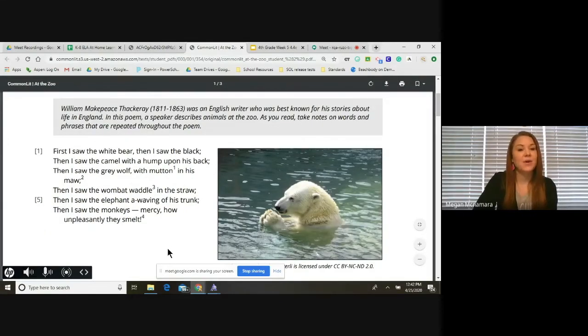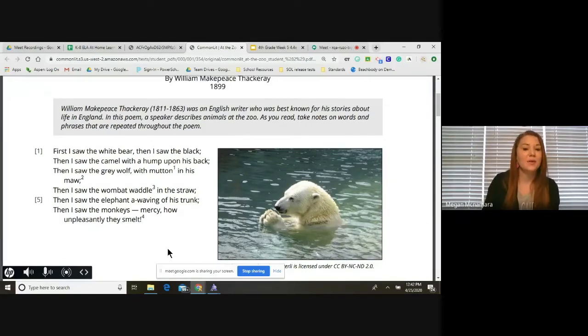First, I saw the white bear. Then I saw the black. Then I saw the camel with a hump upon his back. Then I saw a gray wolf with mutton on his maw. Then I saw a wombat waddle in the straw. Then I saw the elephant waving his trunk. Then I saw the monkeys. Mercy, how unpleasantly they smelt.